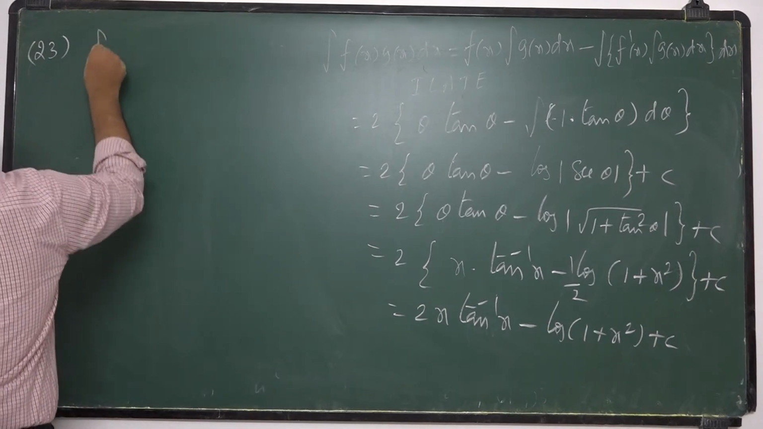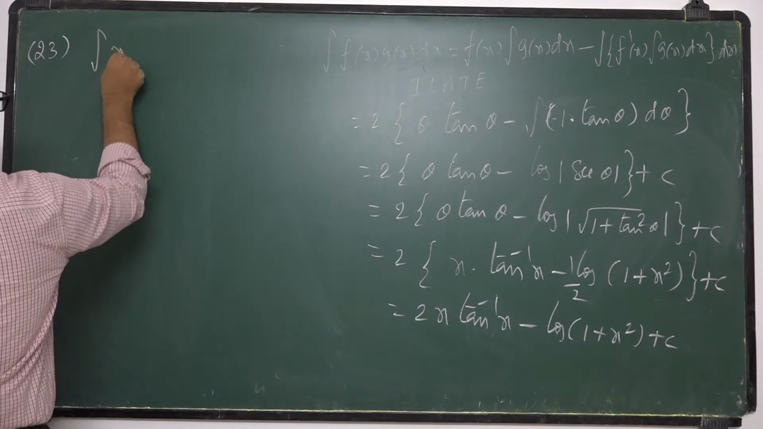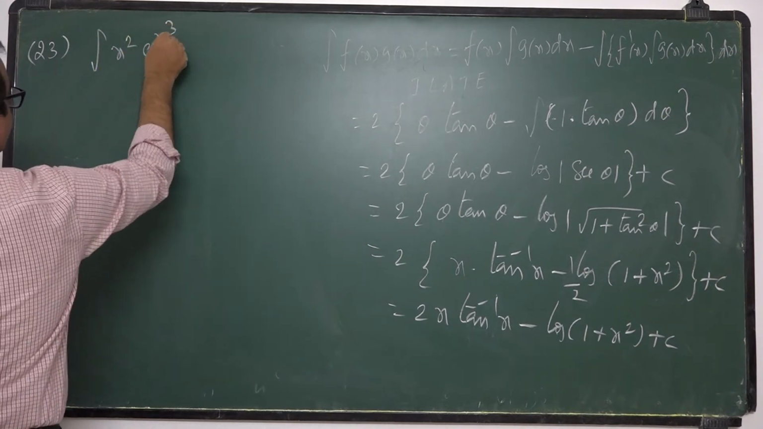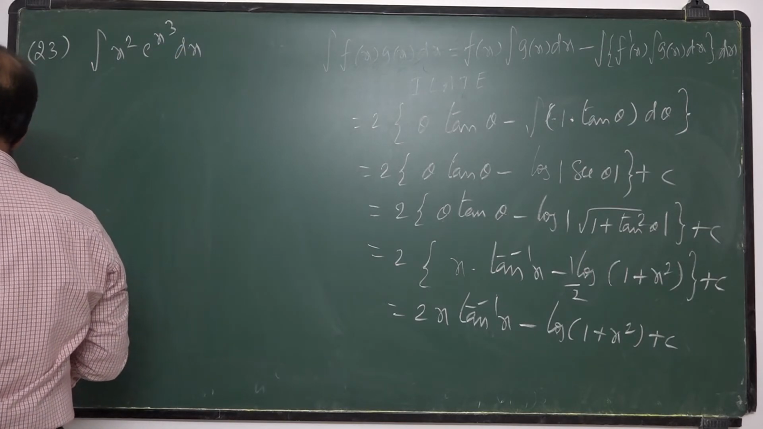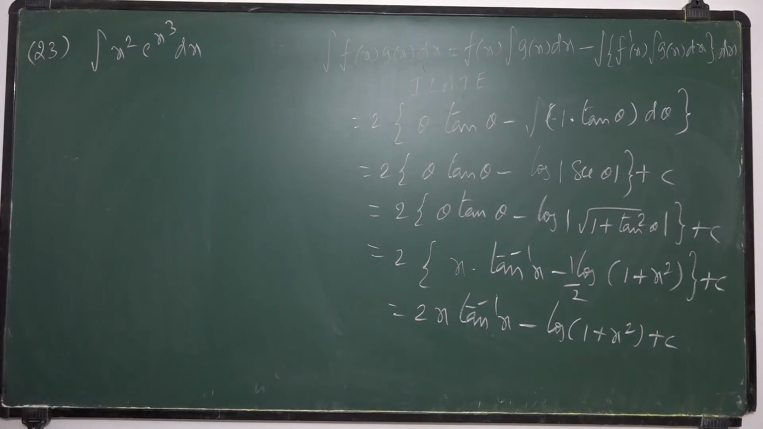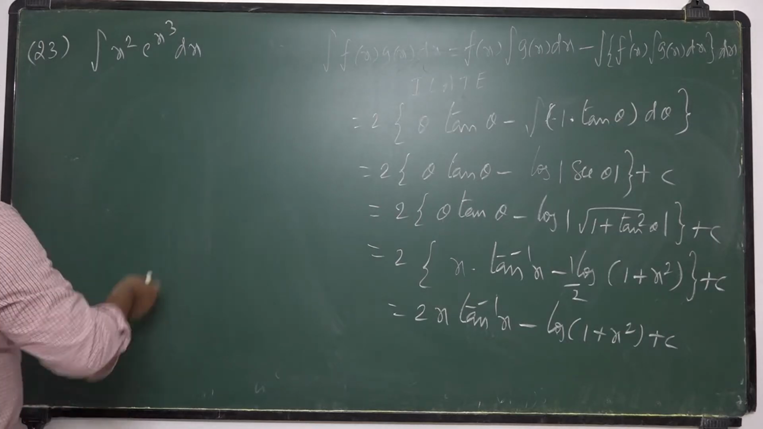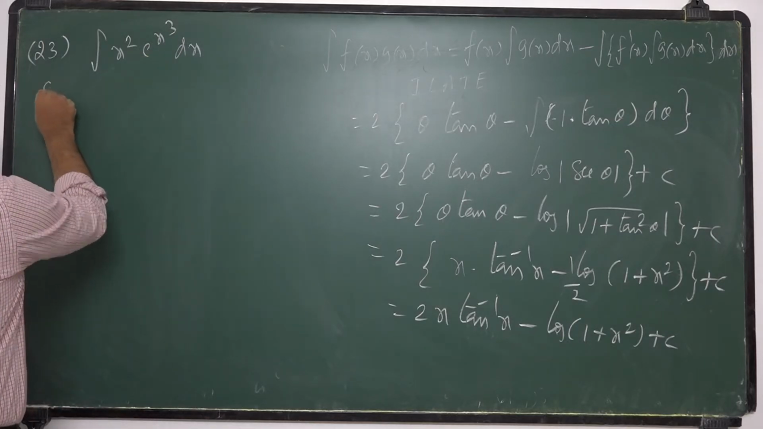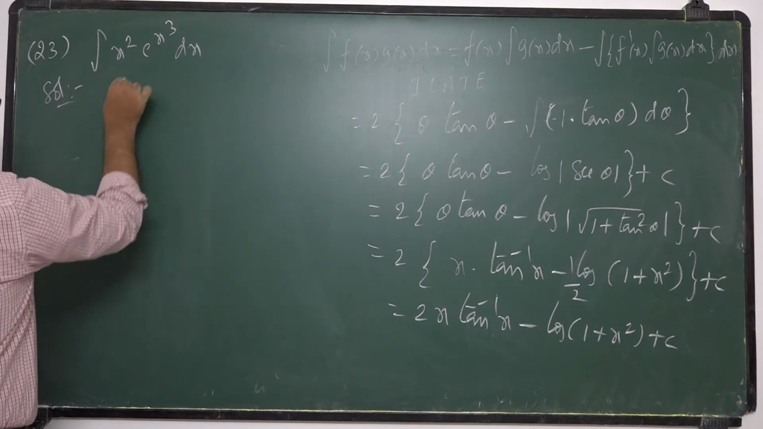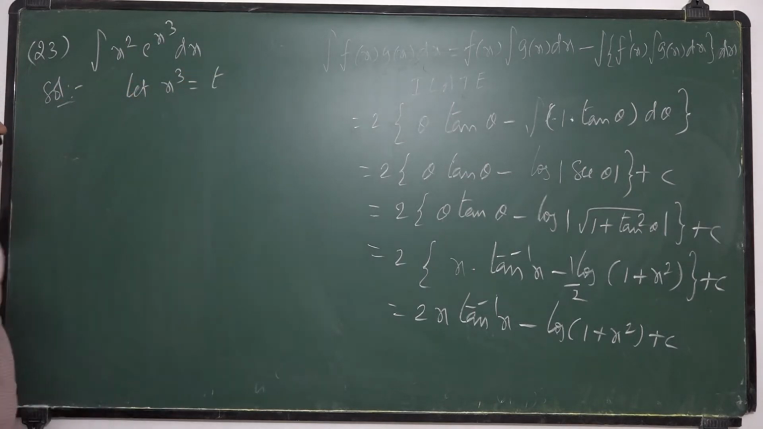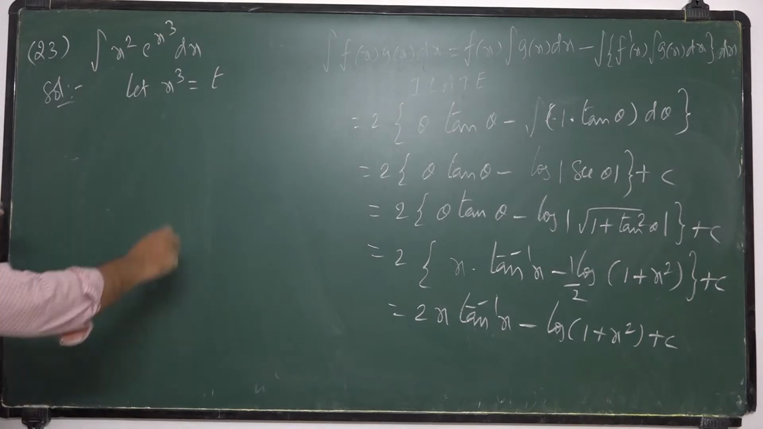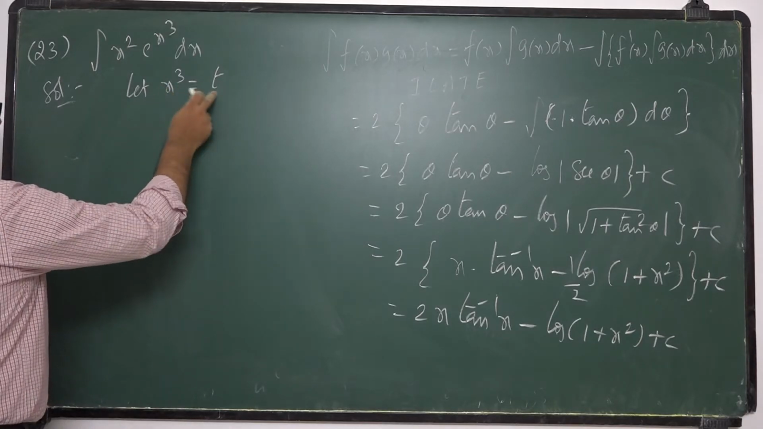Integral of x square into e power x cube into dx. Here take x cube is equal to t.